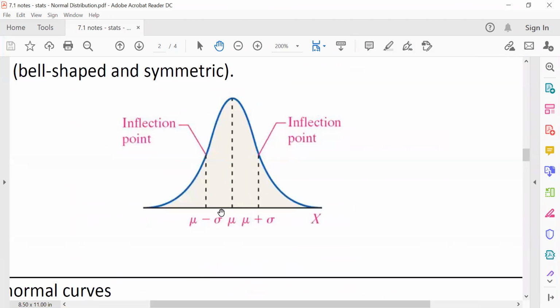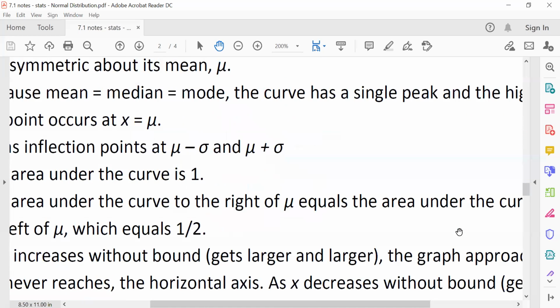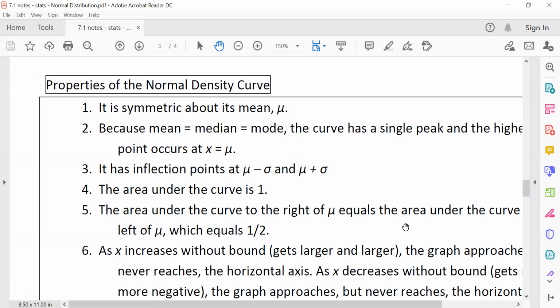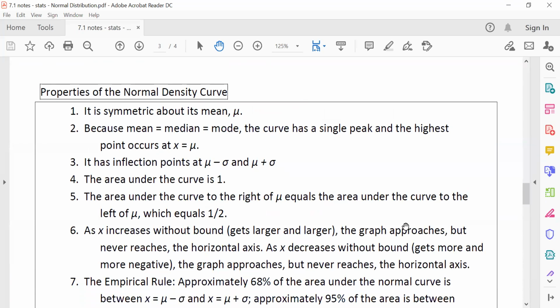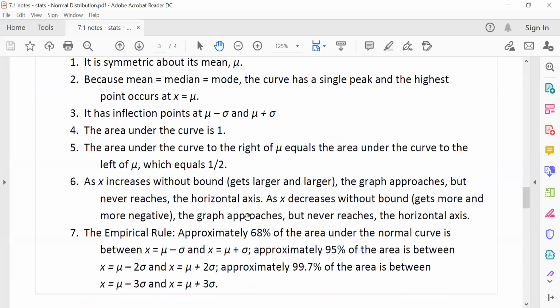Here's mu in the middle, which is the mean. Remember, the mean and median are the same here. So there's a 50% chance you're below the mean and a 50% chance you're above the mean. That's just a re-expression of the idea that we have symmetry here, because the mean is that middle value. The graph approaches but never reaches the horizontal axis on either end, whether you go to the left or to the right.